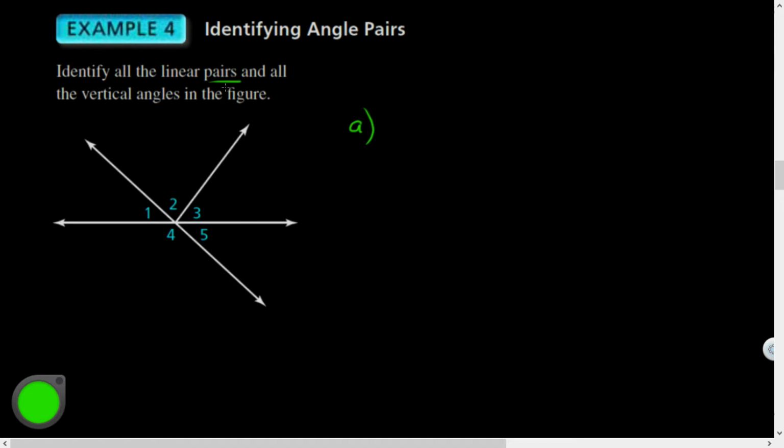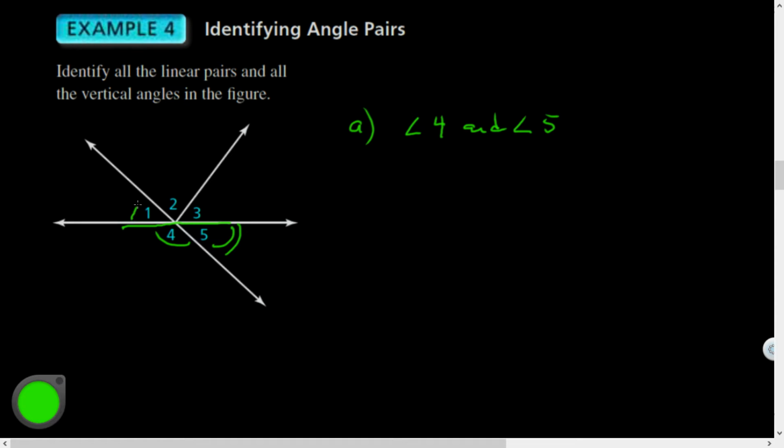Now it says linear pair, not linear triple. Well, here's a line. Angles 4 and 5, right? Those are a linear pair. Oh, do you have a suggestion?